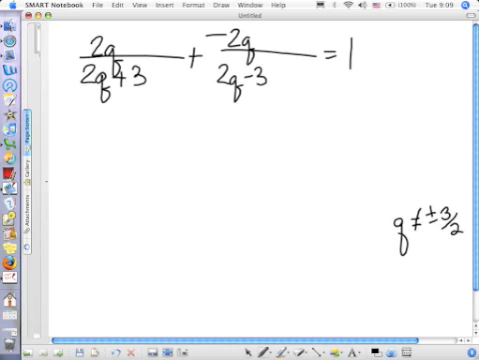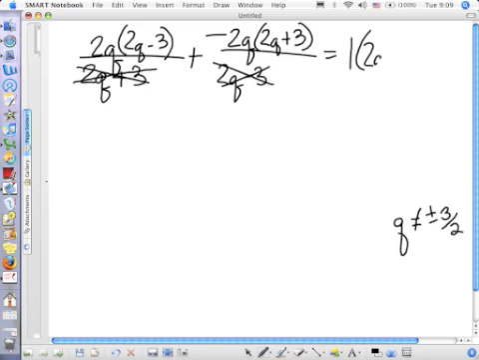2q plus 3, 2q minus 3. Okay, watch as I say it. 2q plus 3, 2q minus 3. And here I need them both because there's nothing to cross out. Right? Okay, so the fractions are gone.